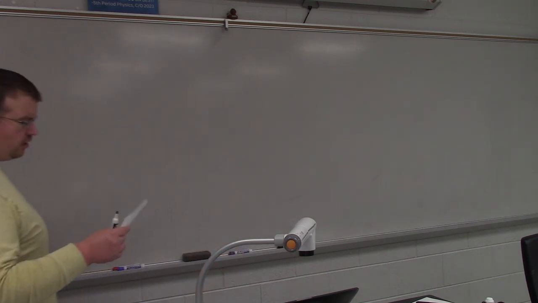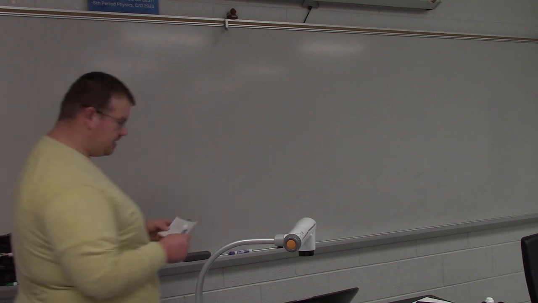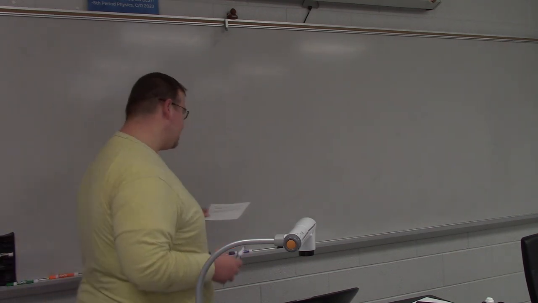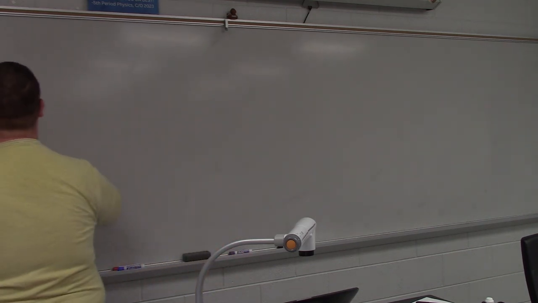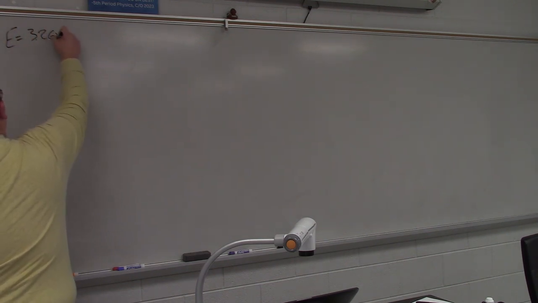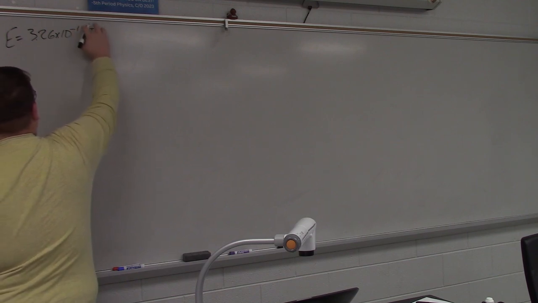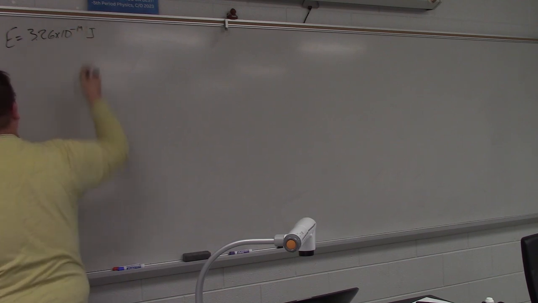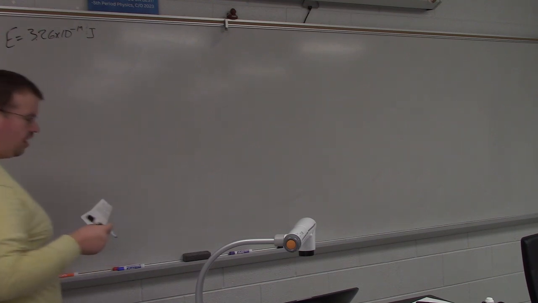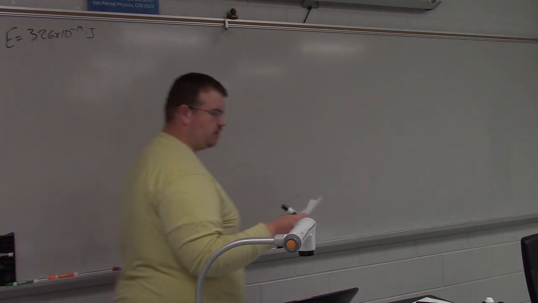You are reading measurements of a source of electromagnetic radiation that has 3.26 times 10 to the negative 19 joules of energy. So I have energy is 3.26 times 10 to the negative 19 joules. Hopefully you pulled that piece of information. Determine what type of electromagnetic radiation this is. State whether the electromagnetic radiation is dangerous.